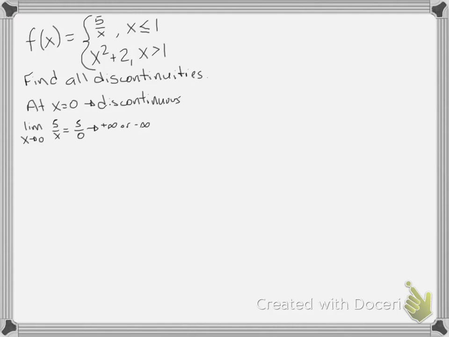So at x equals 0, we have a discontinuity. Not only do we have a discontinuity, but we now know the type of discontinuity. x equals 0 is discontinuous. It is specifically an infinite discontinuity. Why is it an infinite discontinuity? Because at x equals 0, we have a vertical asymptote, and vertical asymptotes go to infinity or negative infinity. So there's our first answer: at x equals 0, we have an infinite discontinuity.